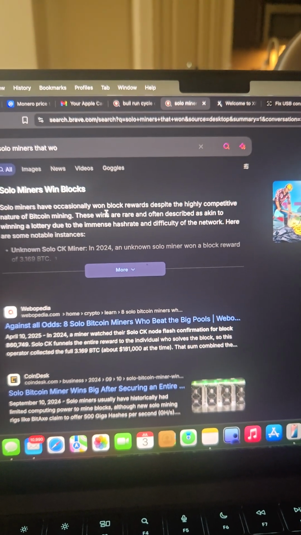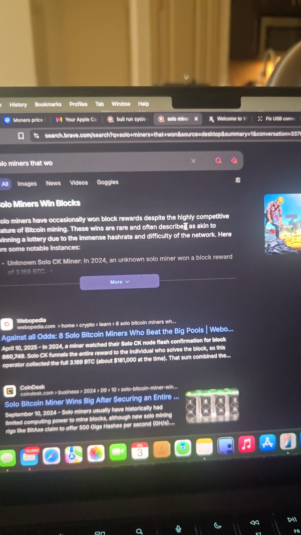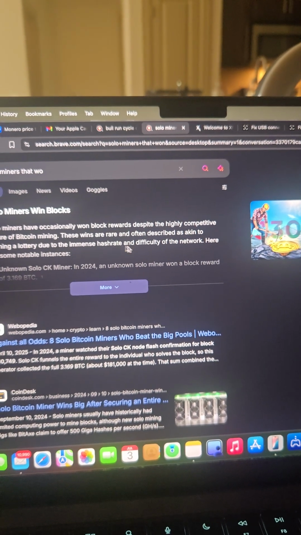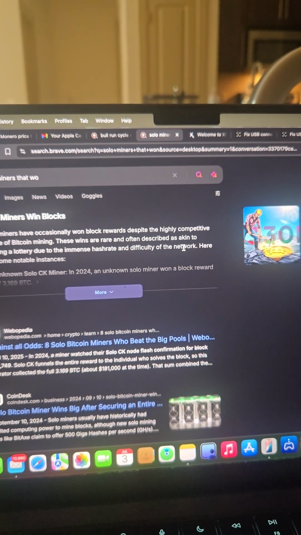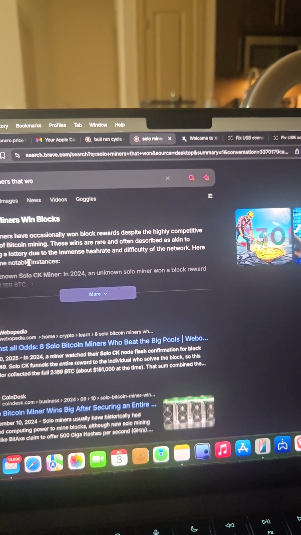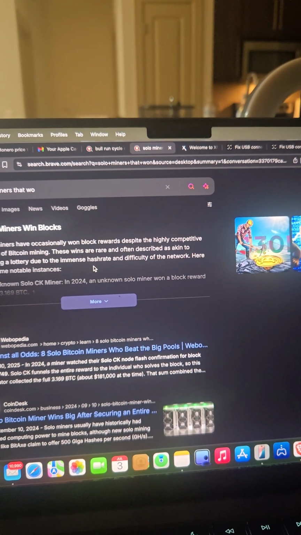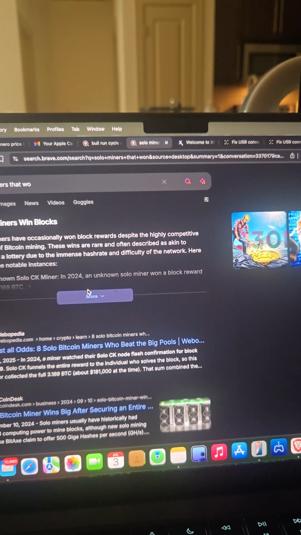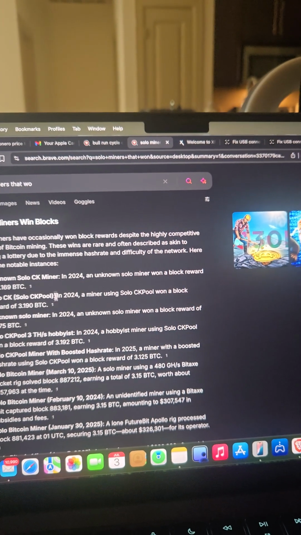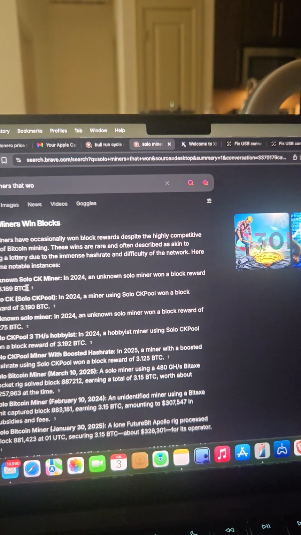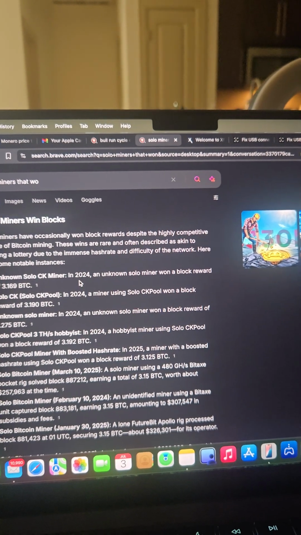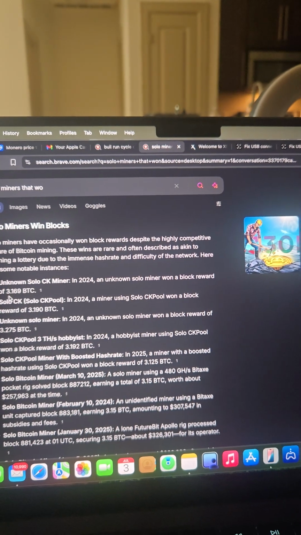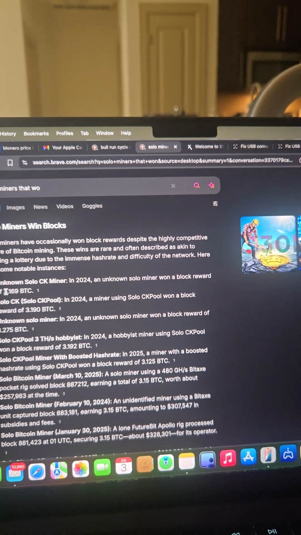Solo miners have occasionally won block rewards. Despite the highly competitive nature of Bitcoin mining, these wins are rare and often described as akin to winning a lottery, due to the immense hash rate and difficulty of the network. Here are some notable instances. Unknown solo CK miner in 2024: an unknown solo miner won a block reward of 3.169 BTC.